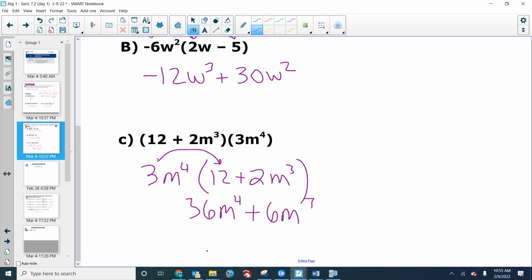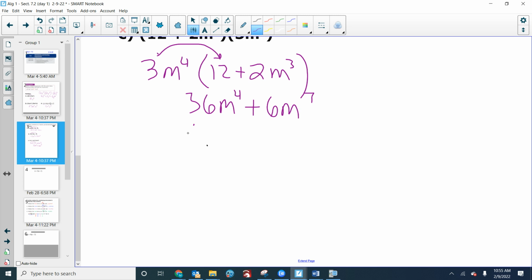Now, are those like terms? Can I add them? No. Is that in standard form? No. What do I want to write? 6m to the 7th plus. That's a plus, right? 36m. Come on. Now it's in standard form. Now I'm done.